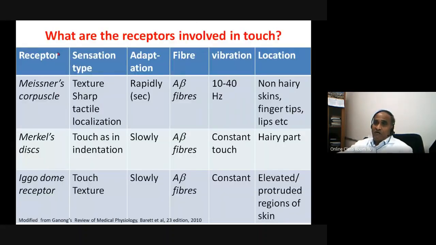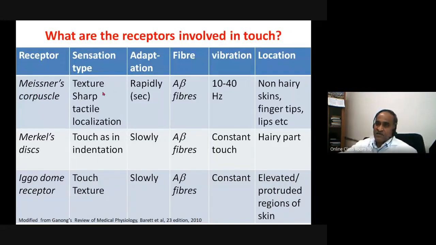Now, this table that I have made, I have taken from Ganong. It is about the receptor, the type of sensation the receptor carries, then adaptation, then what is the fiber or the sensory fiber associated with it, and whether they detect vibration or where they are located.